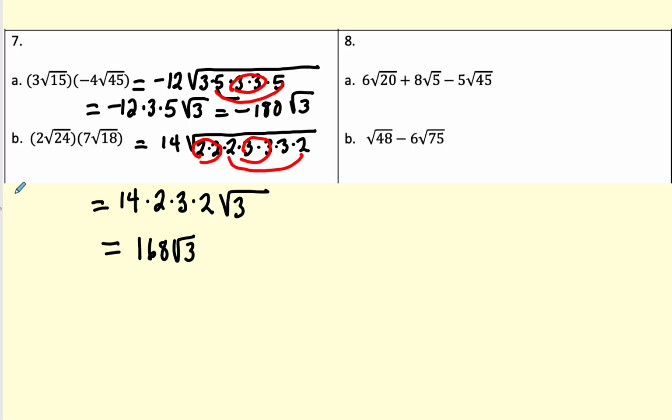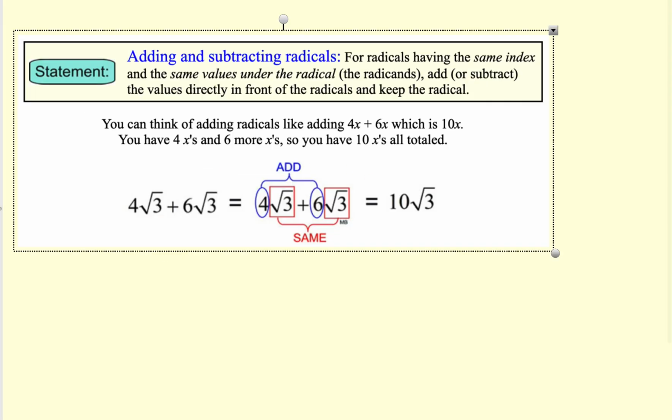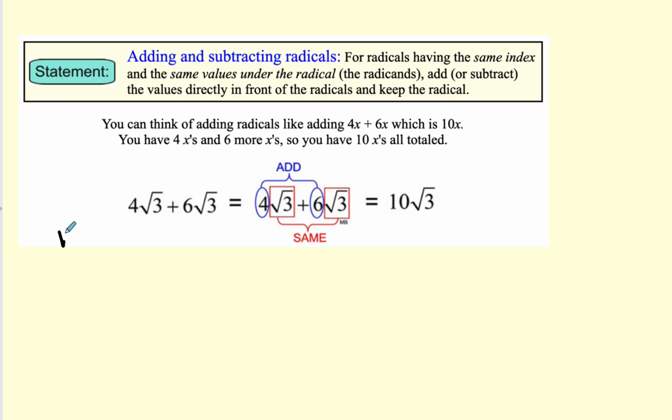All right, now let's talk about adding. When you add, you have to make sure you're talking about the same square root. So 4 root 3 plus 6 root 3, the roots have to be the same, and what you're doing is you're telling me how many of them there are, because 4 root 3 means there's root 3 plus root 3 plus root 3 plus root 3. That's what 4 root 3 means. And 6 root 3 means there's going to be 6 of these.